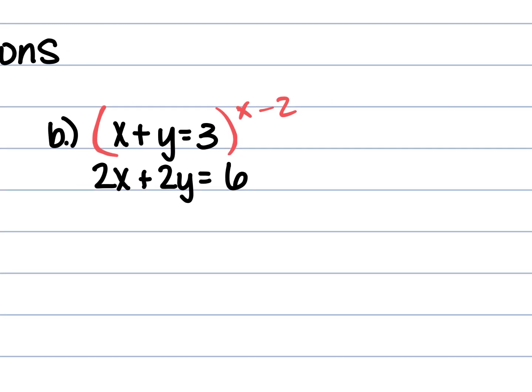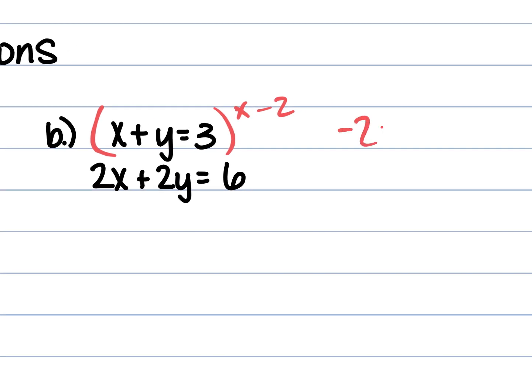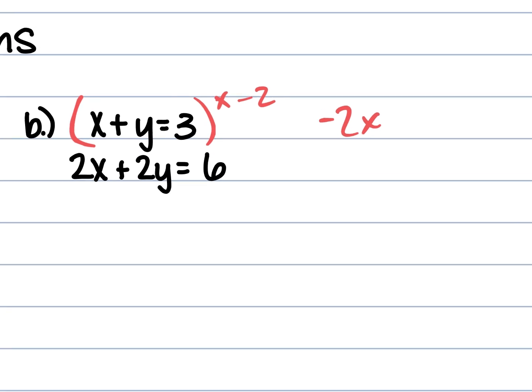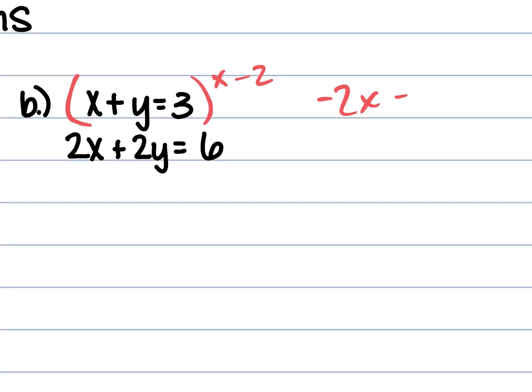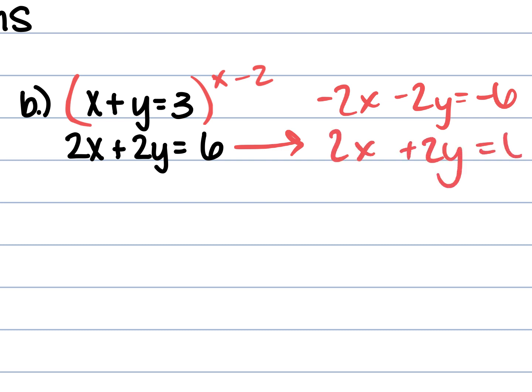What do I get? -2x plus -2 equals -6. You're missing one thing, David. Y. The y. Okay. -2y. Then we write the bottom equation the same way. You just carry it over. It's 2x plus 2y equals 6.